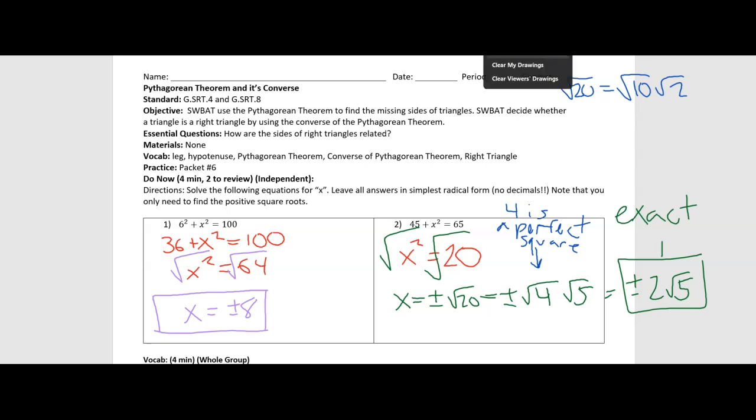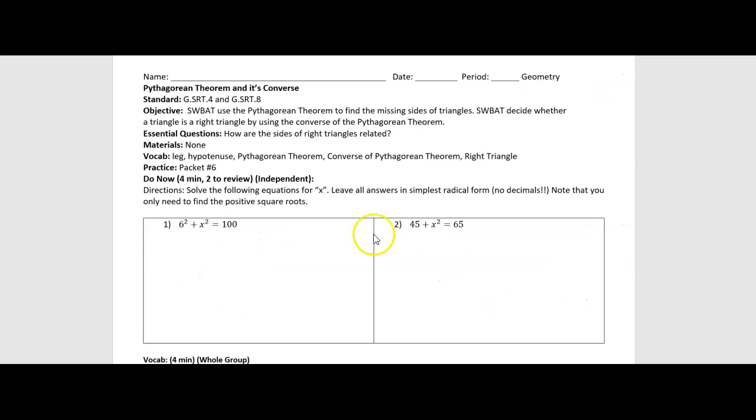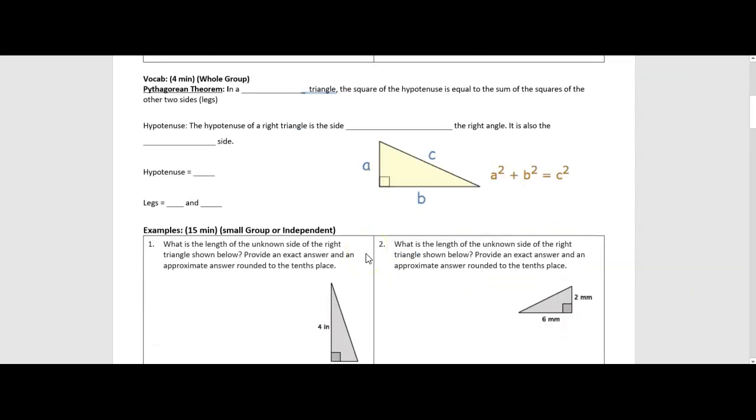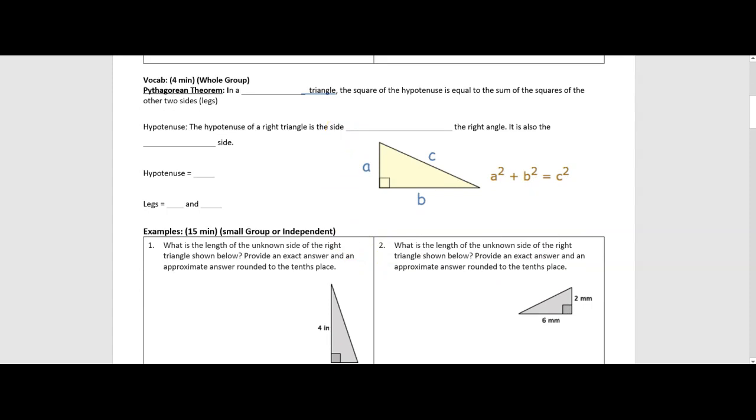All right, let's get started. Let's do some vocab. The Pythagorean theorem. In a right triangle, so the Pythagorean theorem works with right triangles. You'll see some applications we have for it with other triangles, but for right now we're going to keep it to right triangles. The square of the hypotenuse is equal to the sum of the squares of the other two legs. Should be a period right there.